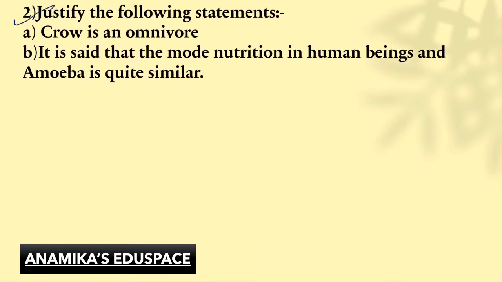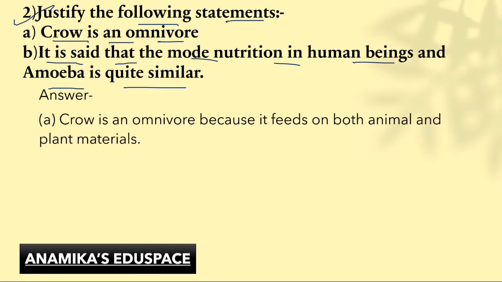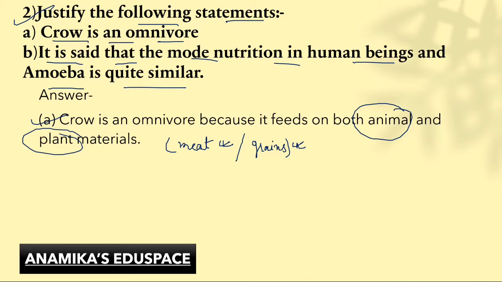Question number 2. Justify the following statements. A, crow is an omnivore. And B, it is said that the mode of nutrition in human beings and amoeba is quite similar. Let us answer the first question first. Crow is an omnivore. Yes, crow is an omnivore because it feeds on both animal and plant materials. If you give a crow a piece of meat, the crow will eat that piece of meat. If you give a crow some grains, then the crow will also feed on those grains. Clear? So that's why crow is an omnivorous bird.